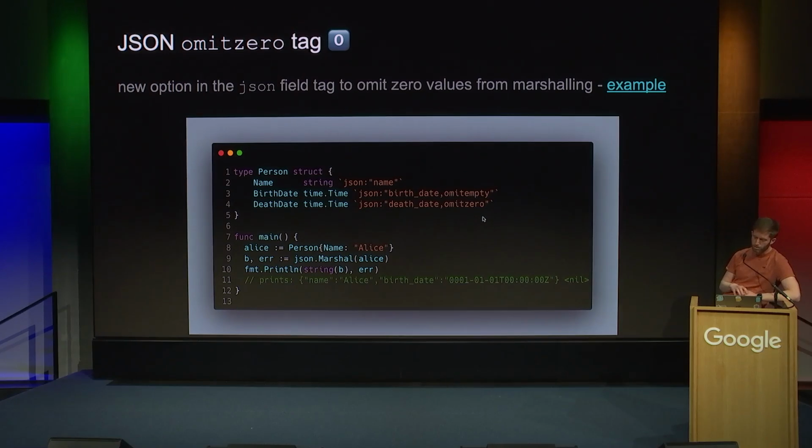The cool thing about omitzero is it's customizable. So if you have your own type, you include your own type by a pointer in here, and this type implements the IsZero method, then the omitzero tag will also work for your custom type. It's pretty cool. And as I said, you can see the output below.